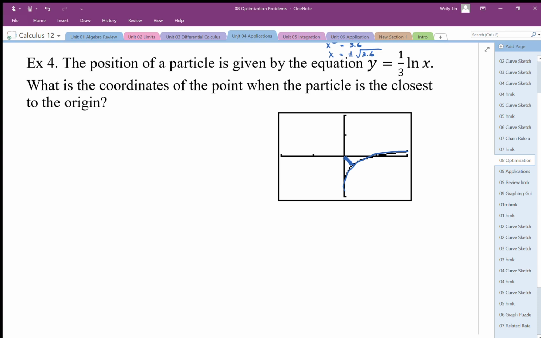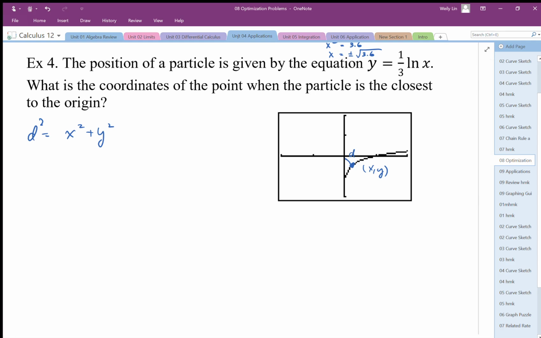There's a few ways to do this. One way is to use the distance formula and then minimize the distance formula, d. So we know that the distance to that point is going to be d squared is x squared plus y squared. And if I want to, I can square root this and do it that way.